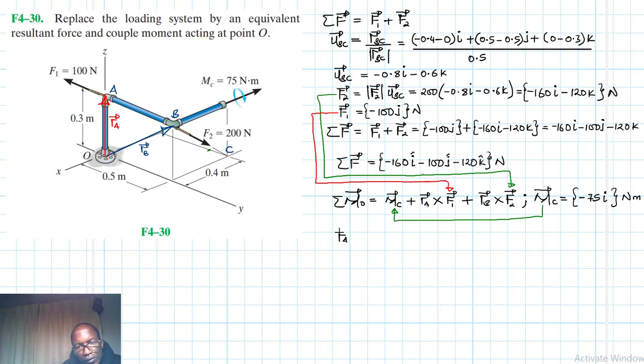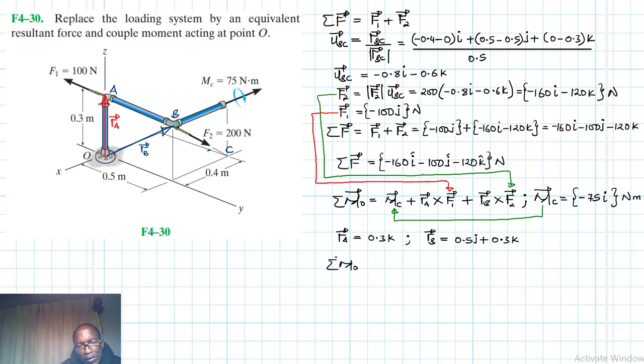So we have RA equal to this moment vector arm, which is a position vector, 0.3 K. And then we have RB, which is equal to, it is in the YZ plane, so it's 0.5 J plus 0.3 K. Right.